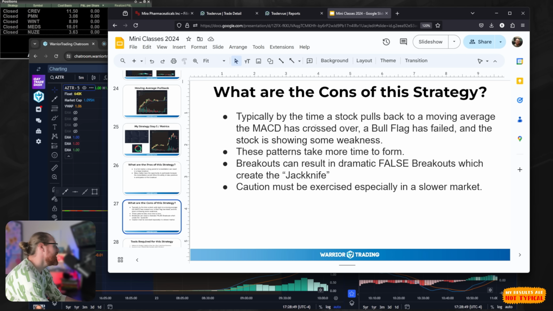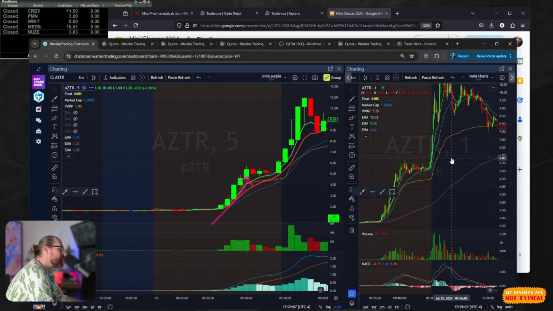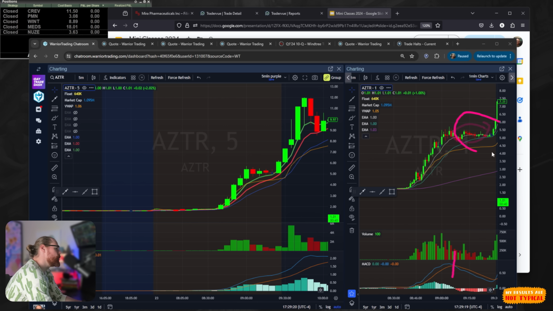So the cons are, well, typically by the time the stock pulls back to a moving average, the MACD's crossed over, the bull flag has already failed, and the stock has shown some weakness. Now, sometimes it's like, well, it's bound to show a little bit of weakness here. It's up 300% on the day. Like, let's be reasonable. So, it's okay, but at the same time, it did stop going basically straight up. Right? So this was a little bit of weakness here. There's a little bit more selling. The MACD crossed over. And so if this was your first trade of the day, I would say you missed the easier trades, which were right here, here, and here.